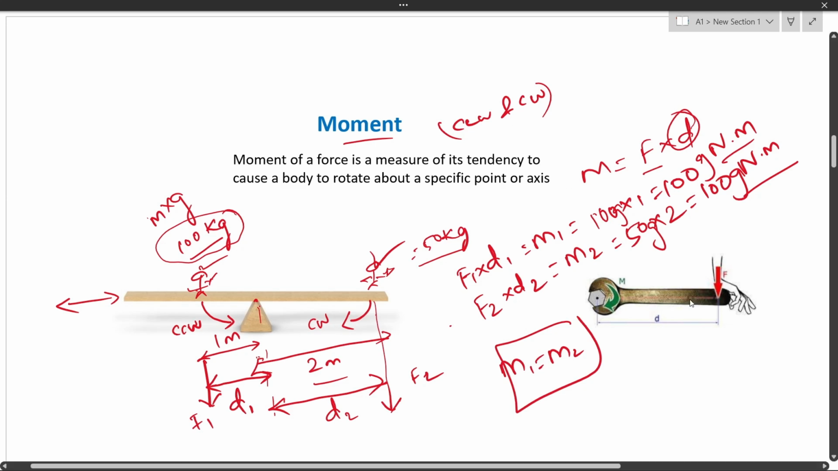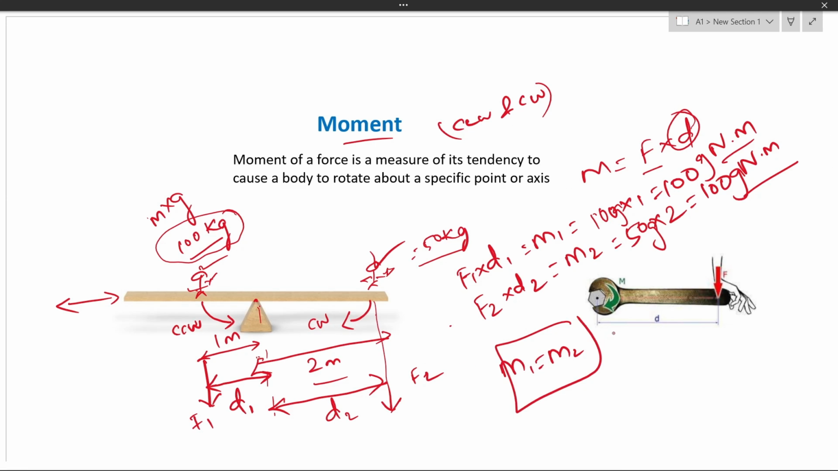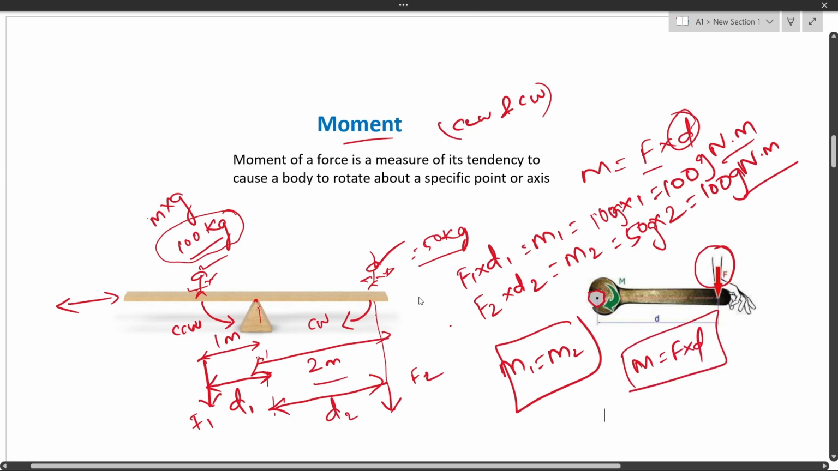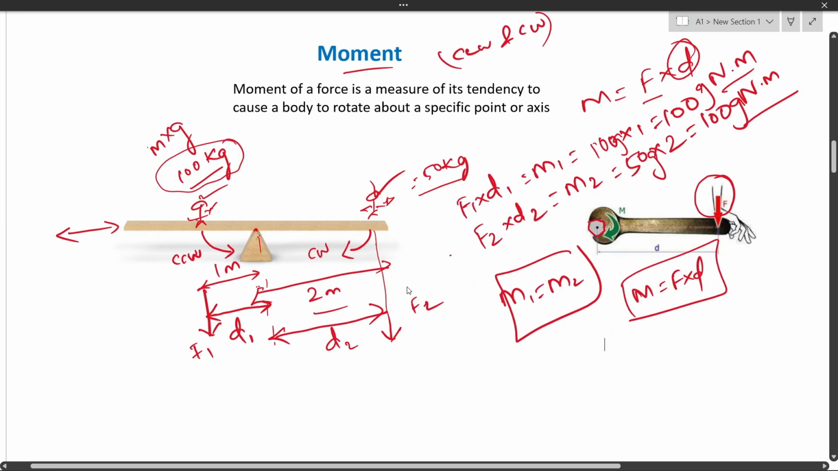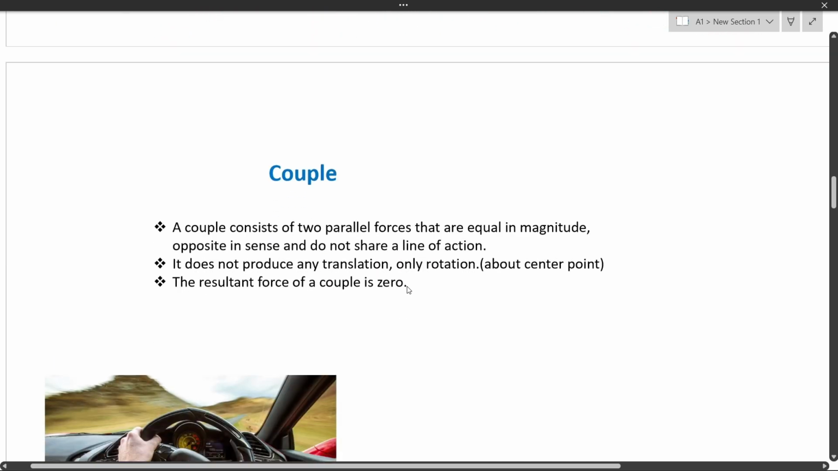The same thing, if you see this spanner setup, the amount of moment acting on this bolt is totally dependent on two variables, that is the force and the distance. So if you want to calculate the moment of the spanner at the bolt, it is nothing but force into this distance. So this is all about moment. I hope you understood this.